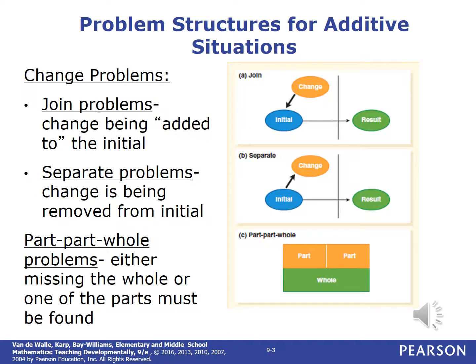Within the next two slides, we're going to look at three categories of problem structures for additive situations. These three structures are called change problems, part-whole problems, and compare problems. I want to encourage you to explicitly teach your students these structures so they can identify important characteristics of the situations and determine when to add and when to subtract. With respect to change problems, there's two types, join problems and separate problems, and they're illustrated by the graphics that are on your slide with A and B.